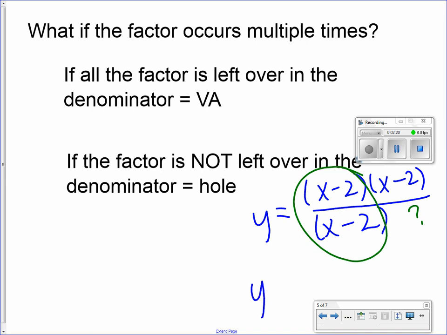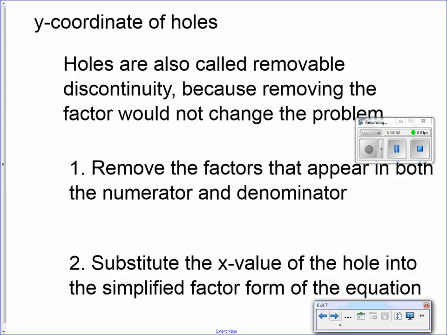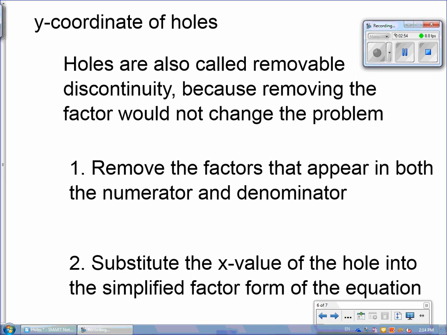What if you had something like this? All the factors are the same. It cancels out. I'm thinking it's a hole. It cancels out. I'm still thinking it's a hole. But look at that. It's left over in the denominator, so it's actually going to be a vertical asymptote. If the factor gets left over in the denominator at all, it's going to be a vertical asymptote. It has to cancel out of the denominator to be a hole. So that's where we find the x-coordinate of a hole.